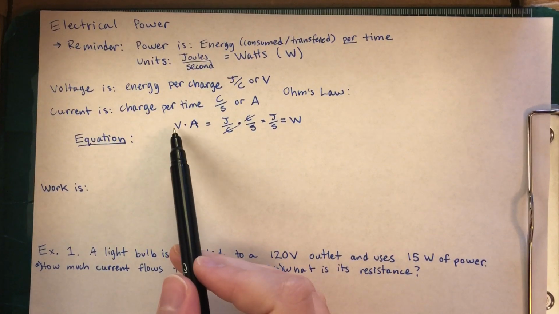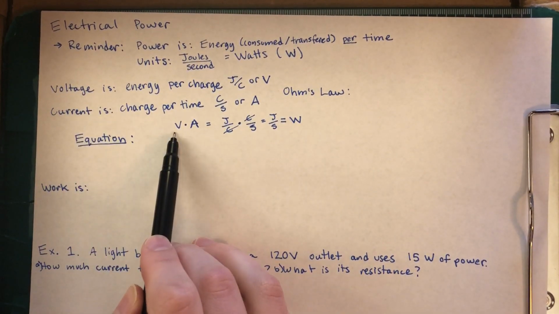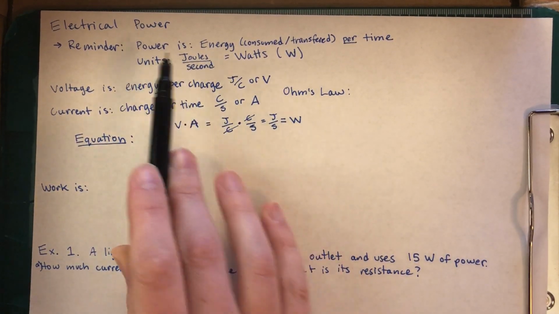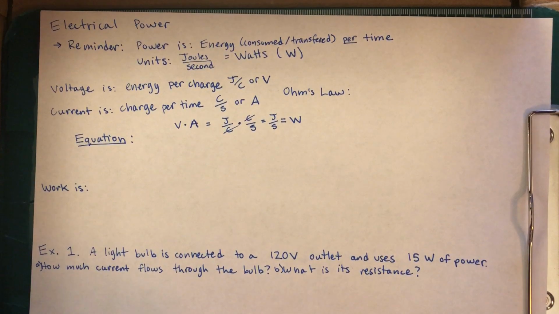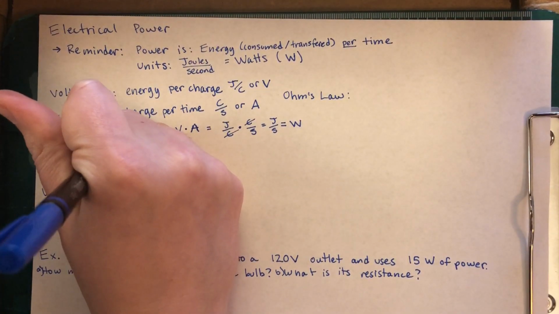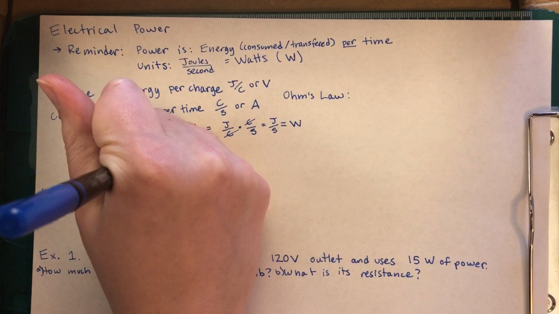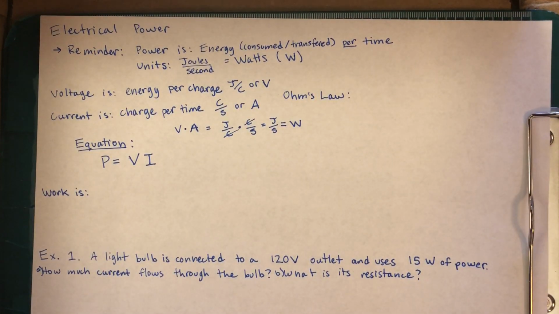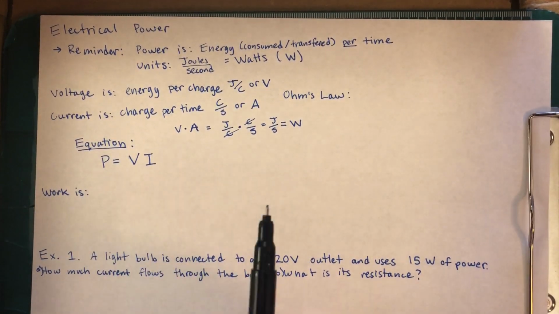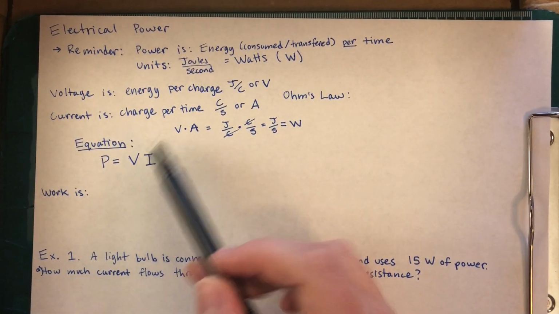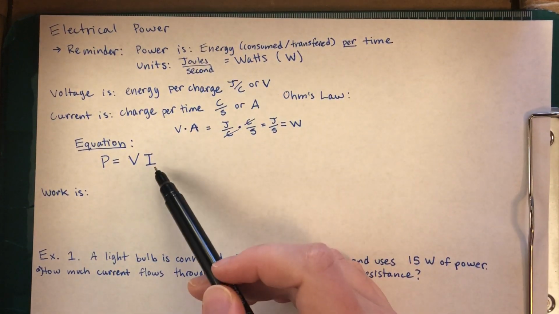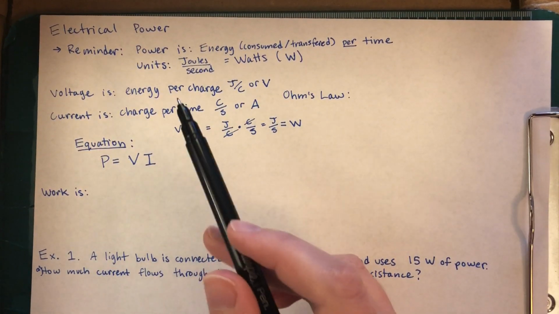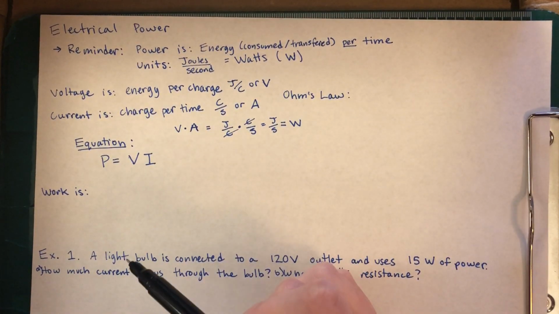So when we multiply the units of voltage by the units of current, we end up with the units of power. So the equation for power is the voltage times the current. Because that's basically just how the units work out. Volts is energy per charge. Current is charge per second. So when we multiply those two things, we get energy per second, which is power.